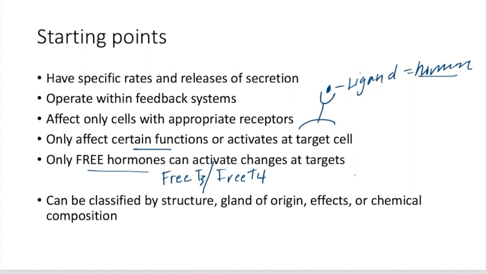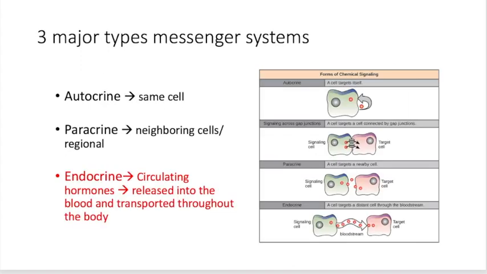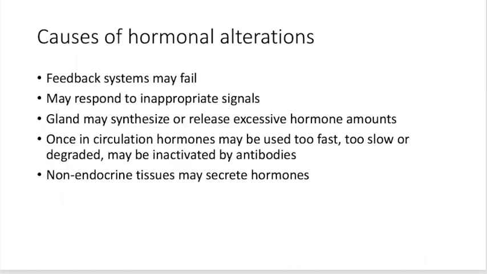We classify hormones by structure, gland of origin, effects, and chemical composition. There are three types of messenger systems that are used within this. We have autocrine, which is the cell targets itself. Paracrine is neighboring cells and regional. And then we have the endocrine, which is circulating hormones, and they have to be into the blood system and transported throughout the body via the blood system and then end up with a target cell. What are ways that we can get hormonal alterations? That feedback system may fail.